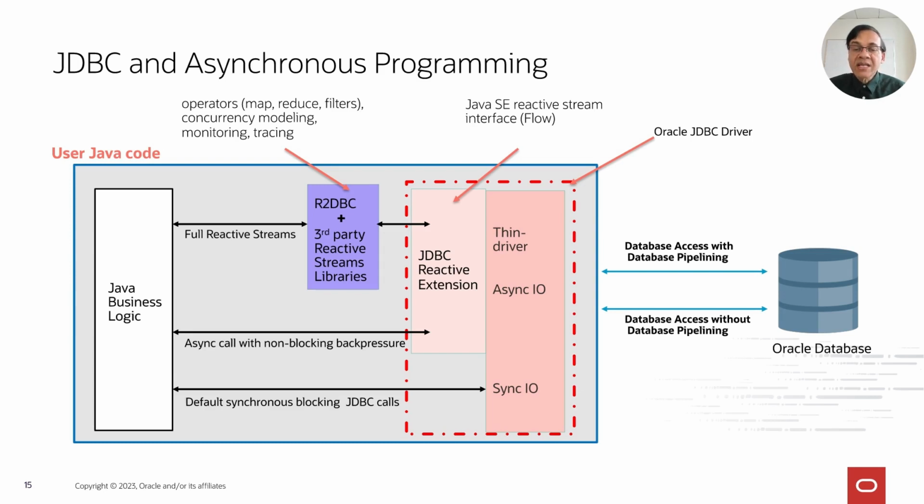And on the backend side, if you don't have pipelining, our driver will provide you database access without pipelining. But if pipelining is available, then the driver will automatically leverage database pipelining. So this allows you to leverage both the pipelining and asynchronous programming provided by Java.